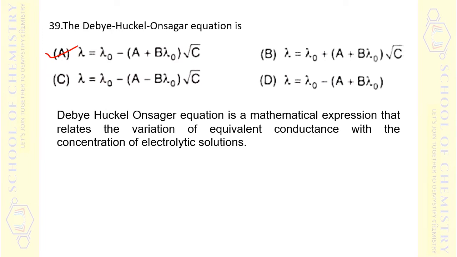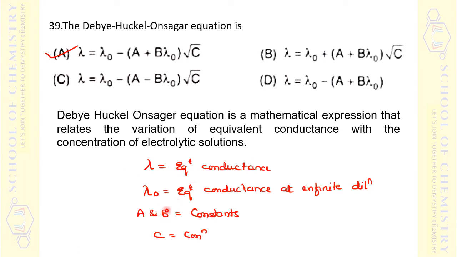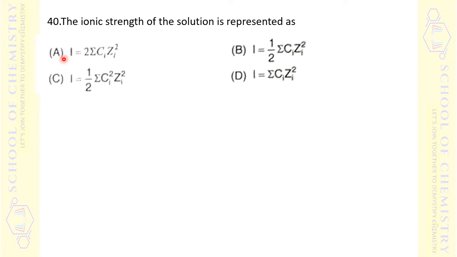So in this option A, lambda is the equivalent conductance of the solution. Lambda naught is the equivalent conductance at infinite dilution. A and B are constants, and C is concentration. A very important thing that you should remember when we plot, here it will be root C, and here plus and minus should be taken care of. Here it is minus and here it is plus, therefore the correct form of the equation is this option A.